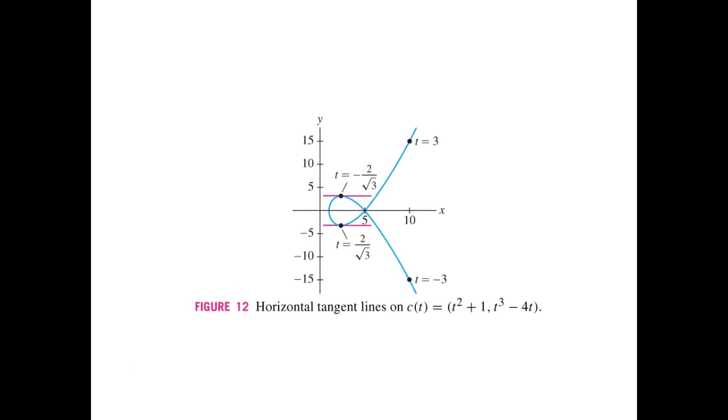C of t is t squared plus 1, comma, t cubed minus 4t. Okay? Now, and this is giving away part of the problem here, so I won't go into great detail about it. But we did this one already. We graphed this function. Okay?